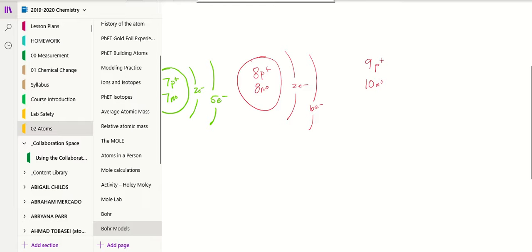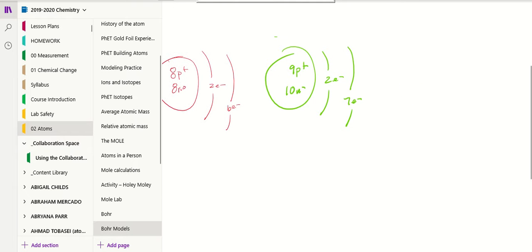Oops, messed up my color scheme. 9 protons, 10 neutrons, 2 in the first. How many in the second? 7. And last, neon. What's my mass number? 20. So, 10 protons, 10 neutrons, 2 electrons in the first, 8 electrons in the second.